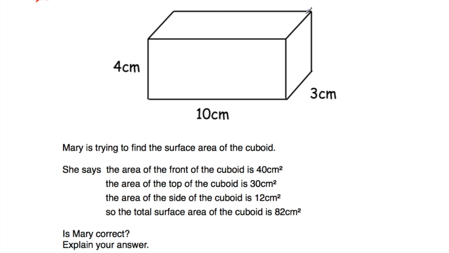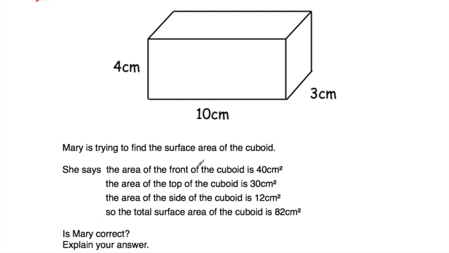That would be 10. That would be 3. 10 times 3 is 30. So it would be 30 centimeters squared for the top. And the area of the side of the cuboid is 12 centimeters squared. And let's just check that. So 3 times 4 is equal to 12. So yeah, that's right as well. And then she says the total surface area of the cuboid would be 82 centimeters squared. And the question says, is Mary correct?